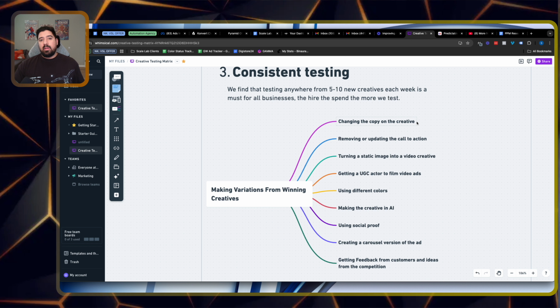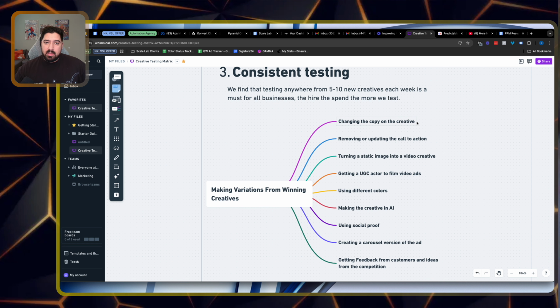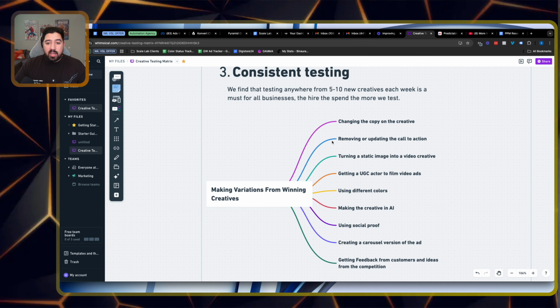Now, this is a little bit of a unique one because you may think, well, why would I remove the call to action? It actually makes the post and the ad look a lot more native. If you think about when you're scrolling through TikTok, Instagram, wherever, most of the content that you see is not necessarily paid. And there's no call to action. It's not telling you to do anything. And there's tons of engagement on it, right? You can have that similar kind of effect by just removing or updating the call to action.